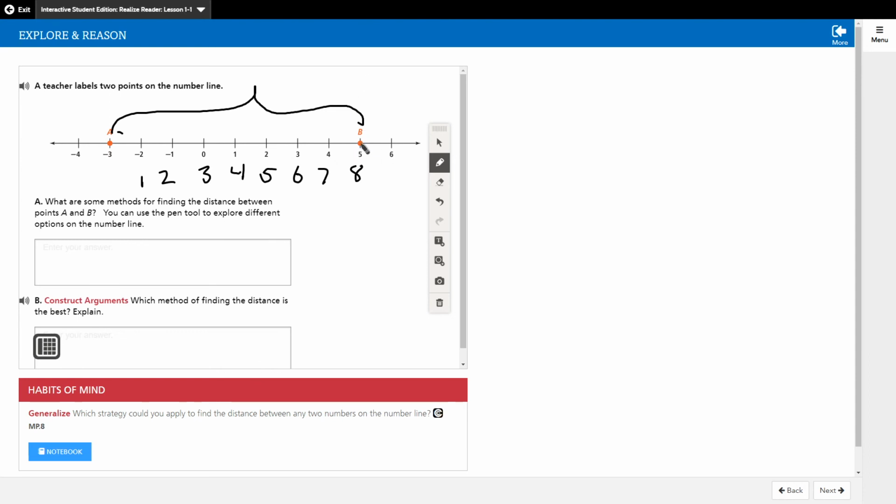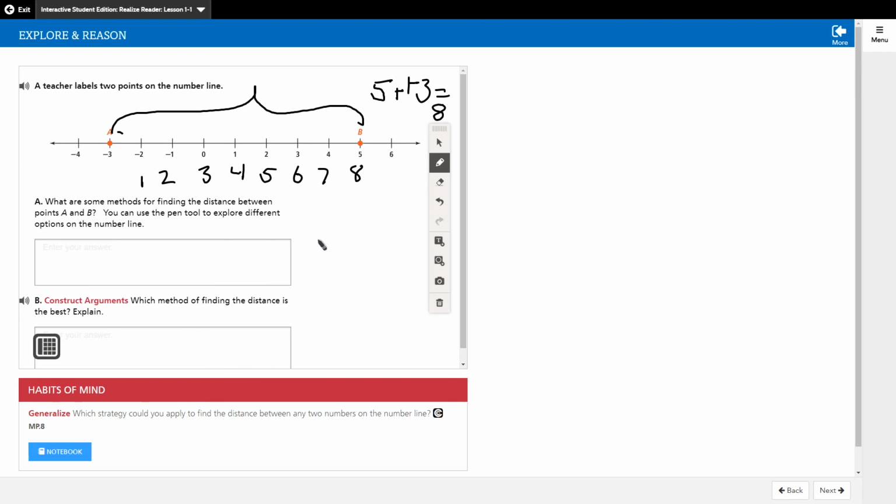See, B is at 5, A is at -3. What happens if we subtract those from each other? So subtract the number on the left from the number on the right. And you go 5 minus -3 equals what? Remember that minus a negative is the same as going plus a positive. And you would end up getting 5 plus 3, 5, 6, 7, 8. Whoa, same answer.